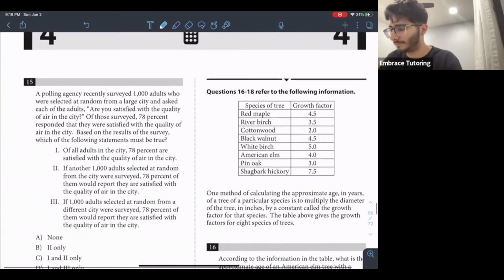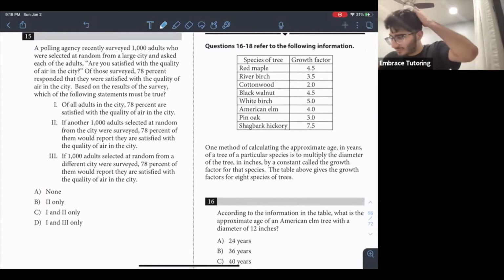Now let's go to 15. A polling agency recently surveyed 1,000 adults who were selected at random from a large city and asked each of the adults, "Are you satisfied with the quality of air in the city?" Of those surveyed, 78% responded that they were satisfied with the quality of air in the city. Based on the results of the survey, which of the following statements must be true?